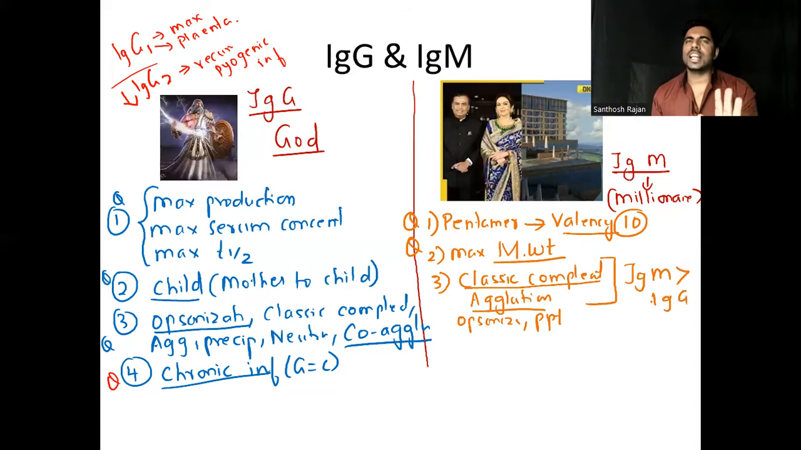Only millionaires will have a classic life. Very rich and happy life. So remember it like that, classic one; that will be asked also. Classic complement and agglutination: IgM has more role than IgG. Now, the other one is acute infection. Any acute infection, you have IgM. You should know that from the start: chronic means G, acute means M.